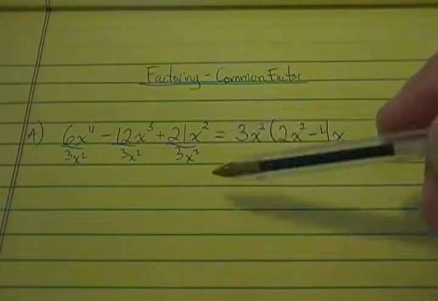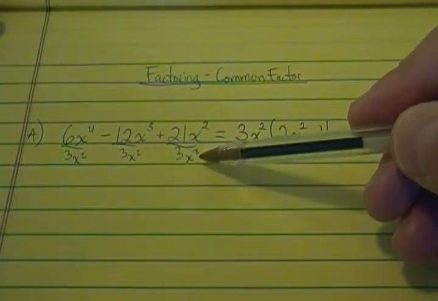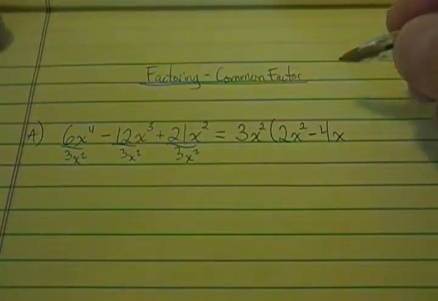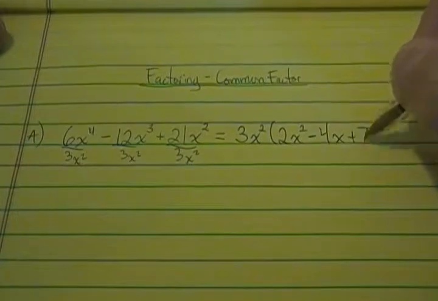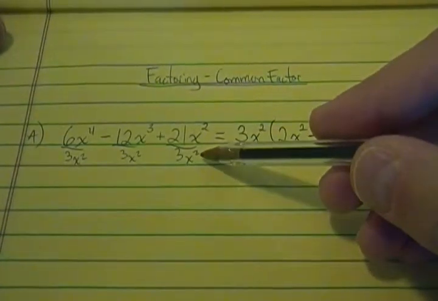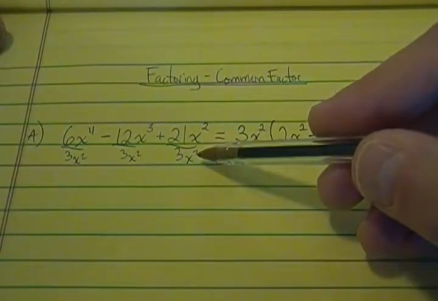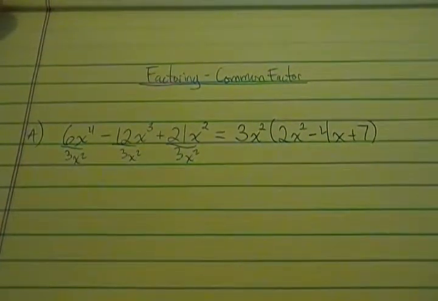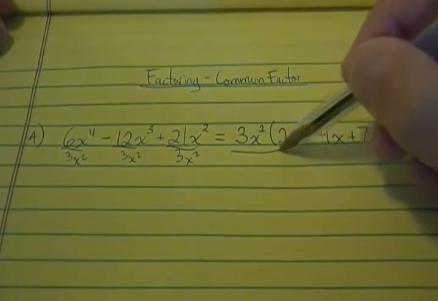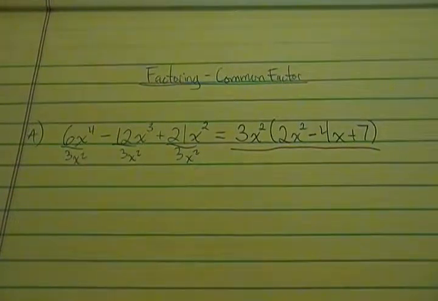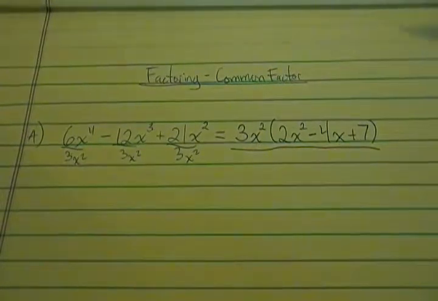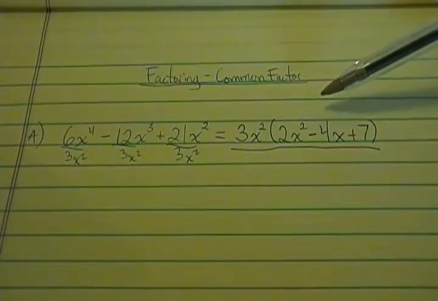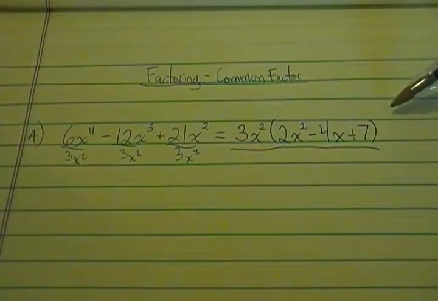And then we do the same thing for the last term. We have 21x squared over 3x squared. 21 divided by 3 is going to be positive 7, so it's plus 7. And the x squared over x squared, those actually cancel out, so our last term inside the parentheses is just a plus 7. And that would be our factoring of this original expression. So 6x to the fourth minus 12x to the third plus 21x squared equals 3x squared times 2x squared minus 4x plus 7.